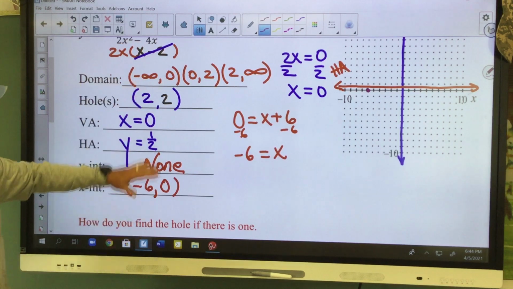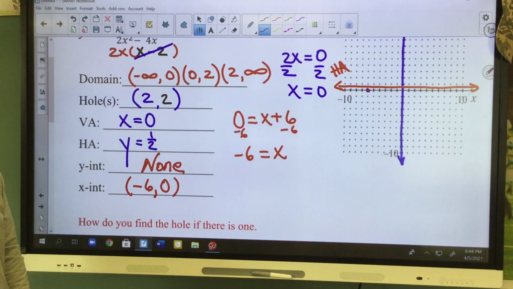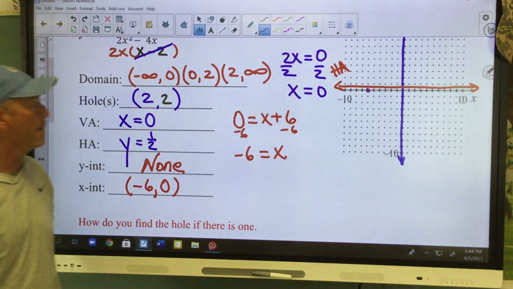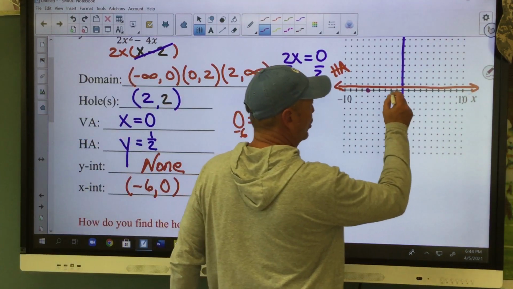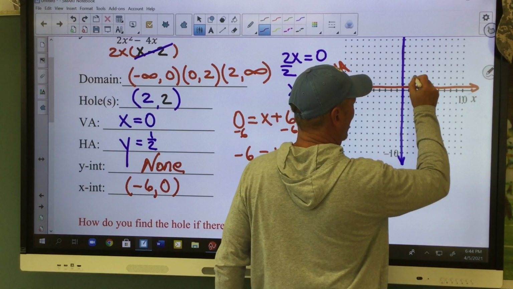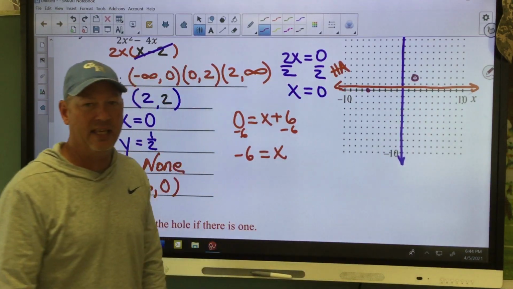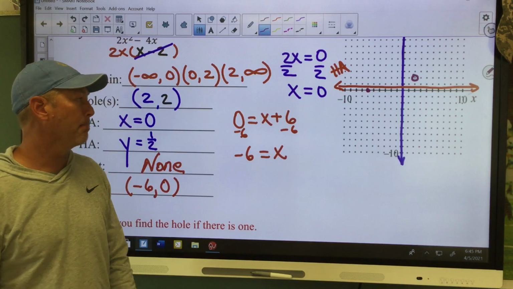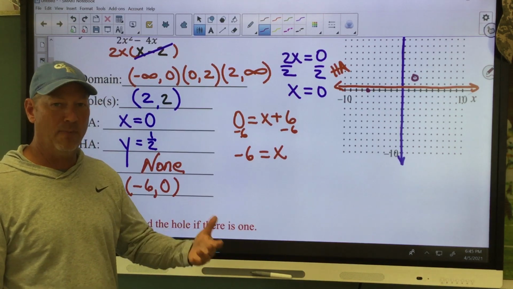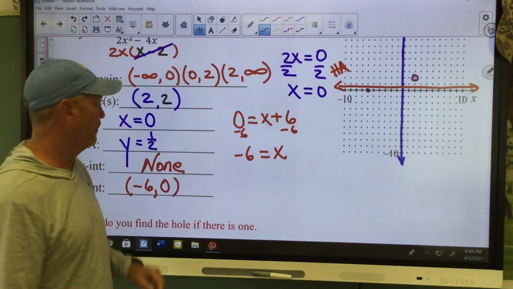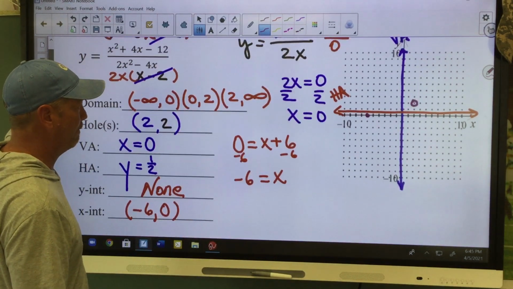So we have found all our components, okay? But look, we have to put a hole. We have a hole at 2, 2. At 2, 2, we have an open circle. We will have a hole, okay? Now we're going to go to our table. We're going to put this in the calculator, and we're going to find some points so we can finish our graph, okay?